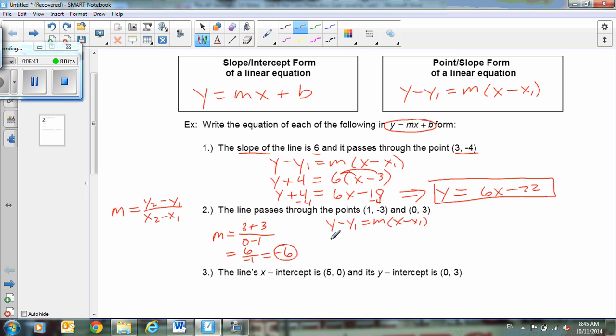All right, since I'm using this point for my x1, y1, it would be y minus 3 is equal to that slope of negative 6 that we just found, times x minus the x value of our point, which is just 0. Well, this is nice because x minus 0 is just going to be x. That's going to help us get it in slope-intercept form a little bit more quickly. Negative 6 times x is negative 6x. So one more step to get this in slope-intercept form, we're going to add 3 to both sides. So our final answer is y equals negative 6x plus 3.